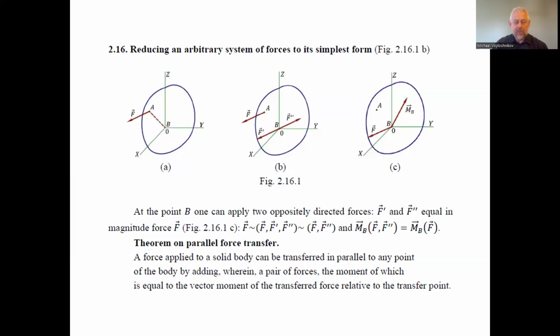We have a theorem on parallel force transfer. We transfer this force F parallel to point 0, to point B, about the same. A force applied to a solid body can be transferred in parallel to any point of the body by adding a pair of forces, F stroke and F2 stroke, whose moment is equal to the vector moment of the transferred force relative to the transfer point. So the moment is caused by the couple of forces F and F2 stroke balanced with the force F stroke, a product of the transfer of the force F from the point A to the point B.